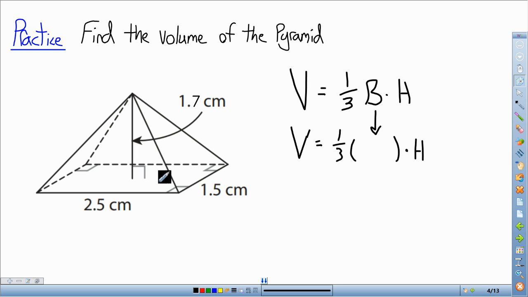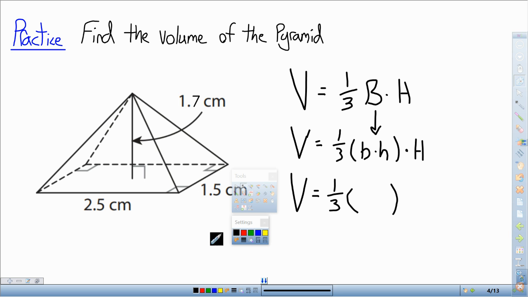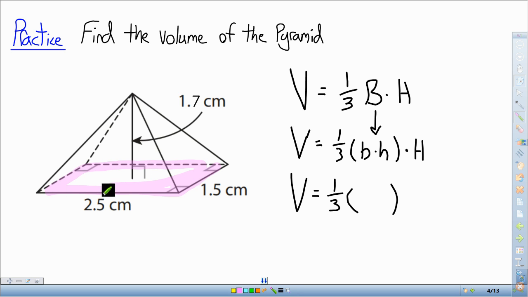If you remember, to find the area of a rectangle, it's really simple, just base times height. So there's my formula. Now we can plug in the numbers. Make sure you don't plug in the numbers before you actually get everything written out. So we got 1/3 times the base and the height of my rectangular base. Here's the base of it. The base of the rectangle I would consider 2.5 and the height 1.5. So I got 2.5 times 1.5. And then times the height of the entire pyramid, we can see right here, pretty obviously, 1.7.